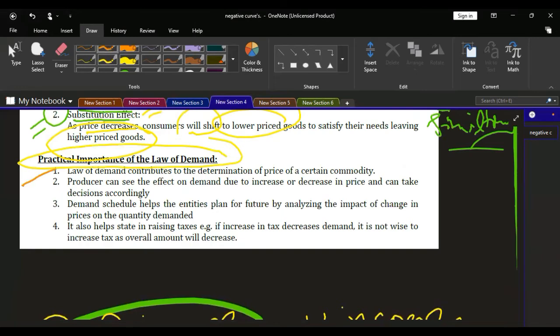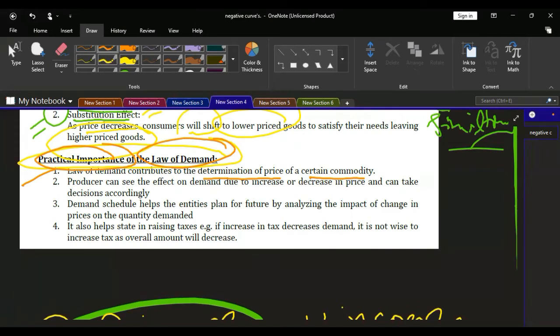Law of demand contributes to the determination of price of a certain commodity. Most of the students ask me why they have been studying economics, or why they have been taught economics in business studies. So here is the practical importance of law of demand, why this topic has been taught to you. Law of demand contributes towards the determination of price of a product.